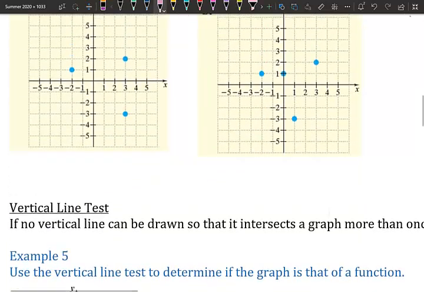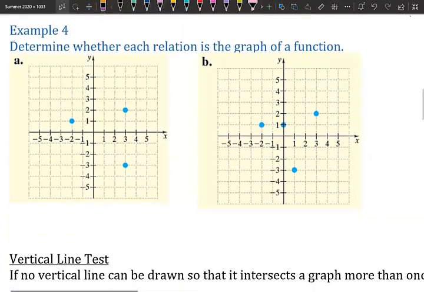So let's go ahead and do the same thing. Let's determine whether each relation is the graph of a function. So what I like to do is label my points. So my first point here, that's -2, 1. My next point, that's 3, 2. And my next point, we have 3, -3.